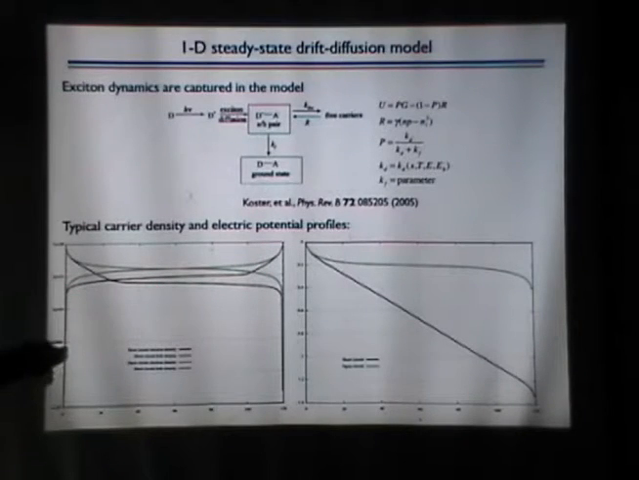In this case, the red are the short circuit current densities, and the green are the open circuit current densities. But anyhow, we can get a picture of what's going on in the device.